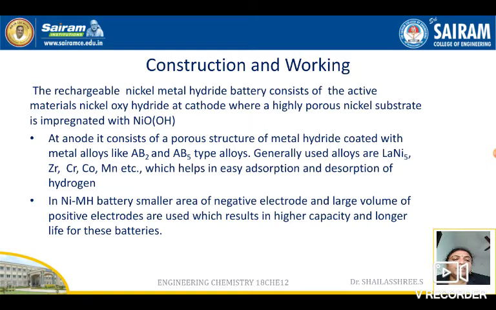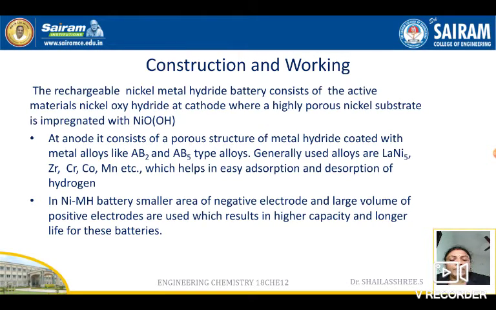The metal hydride is coated with AB2 or AB5 types of alloys. That means, for example, the AB5 alloy LaNi5: 1 mole of La and 5 moles of nickel. That's called an AB5 type of alloy. In these alloys the generally used metals are zirconium, chromium, cobalt, manganese, etc., which help in easy adsorption and desorption of hydrogen. Please remember this. What is the meaning of this? Easy removal and easy addition of hydrogen.